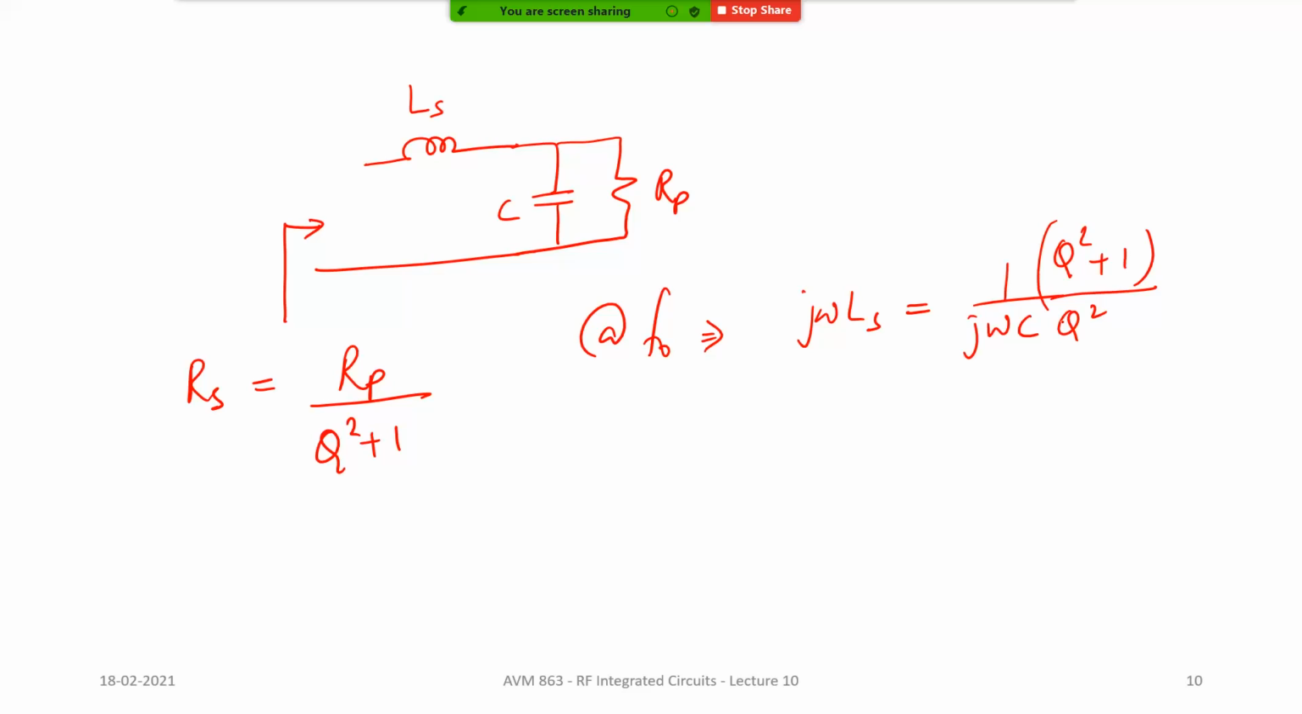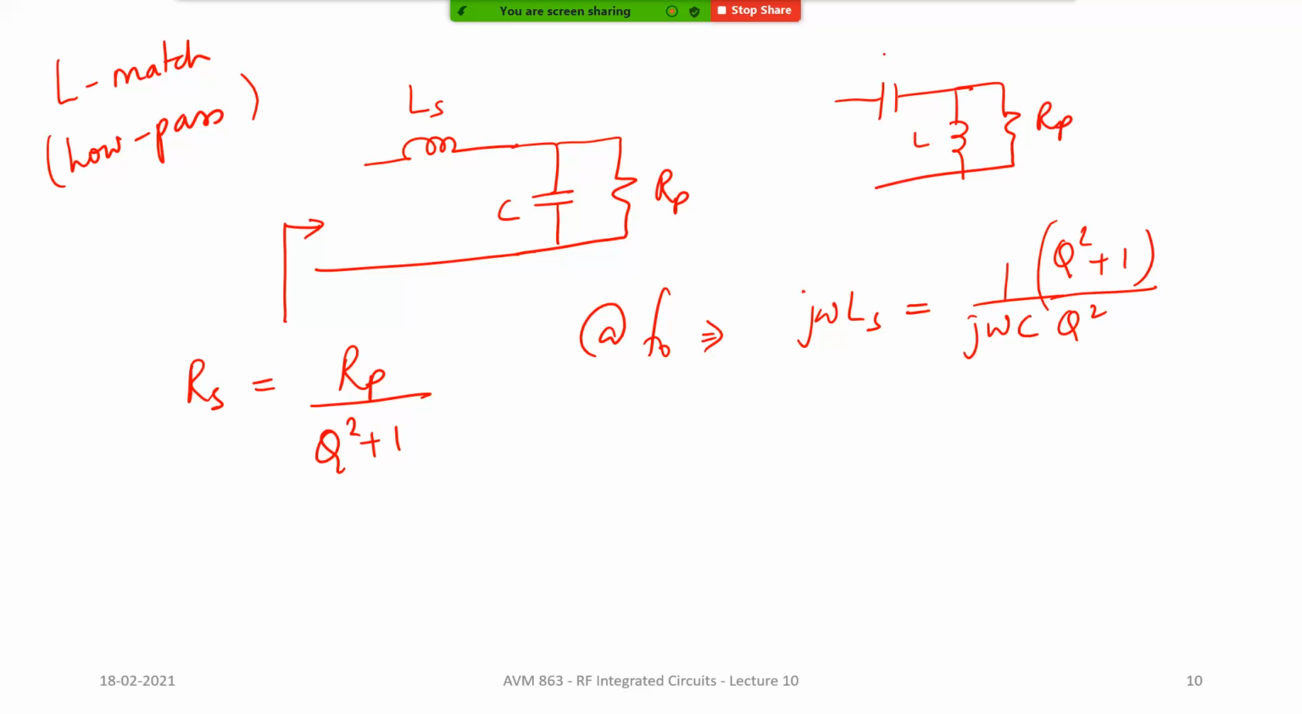Now this is one type of L match, and this is also called a low pass type match, because this arrangement of L and C is basically a low pass way of doing things. You can also do the same thing by inverting the L and the C. That becomes a high pass L match. There is also one more, where you can get something like Rp, L and C. This is a high pass way of using an L match.